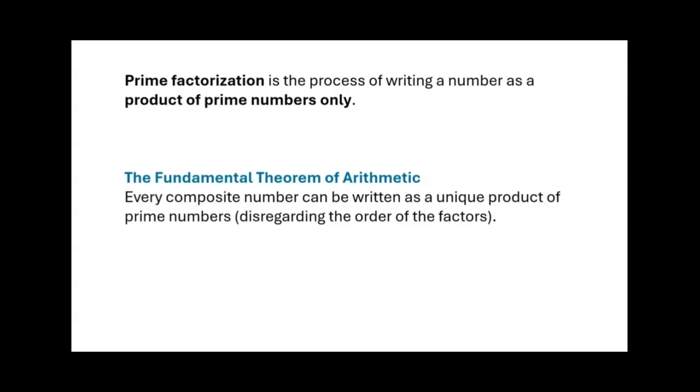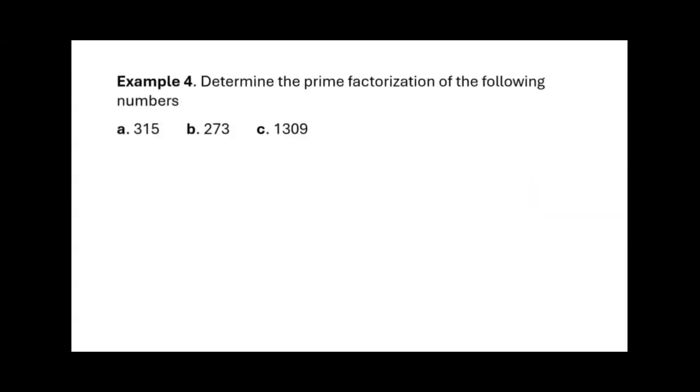And the idea, which is the fundamental theorem of arithmetic, is that every composite number can be written as a unique product, a unique multiplication of prime numbers. That's why we call them the building numbers. The primes are like building blocks because you can use them to construct any other number. And so this is the very, very last thing. It says determine the prime factorization of the following numbers.